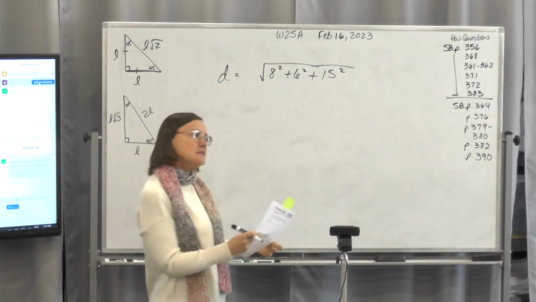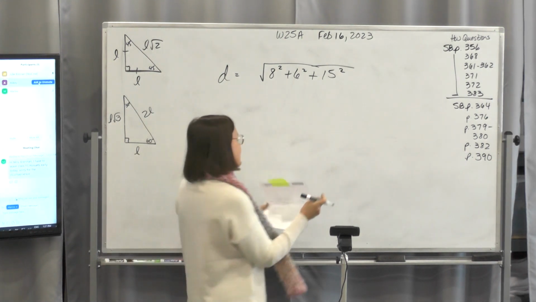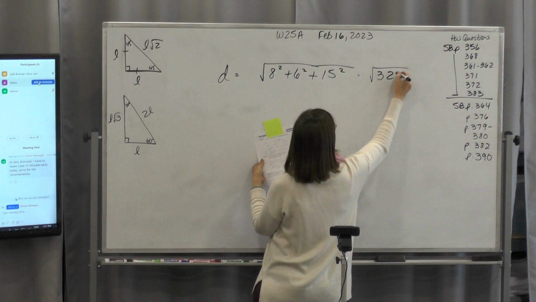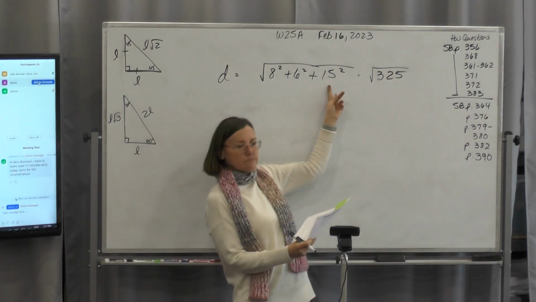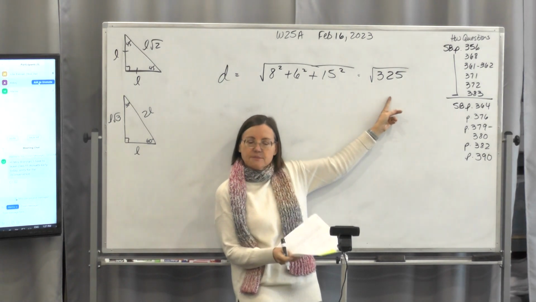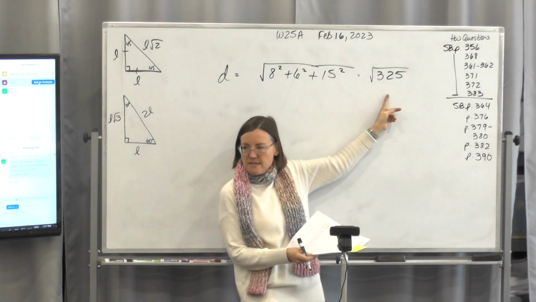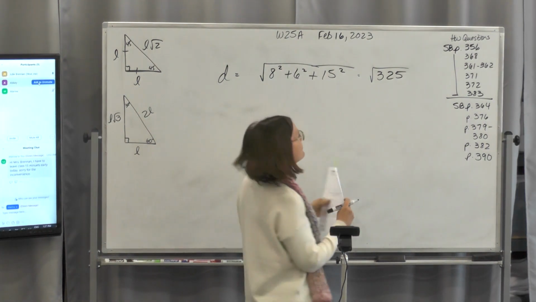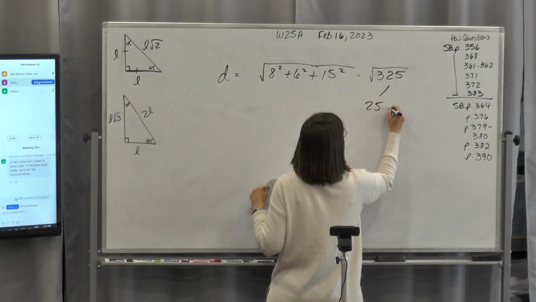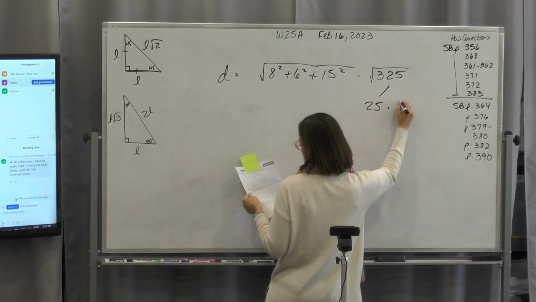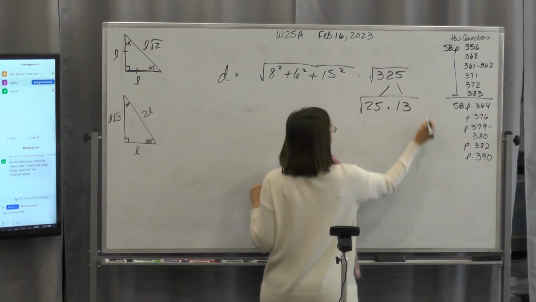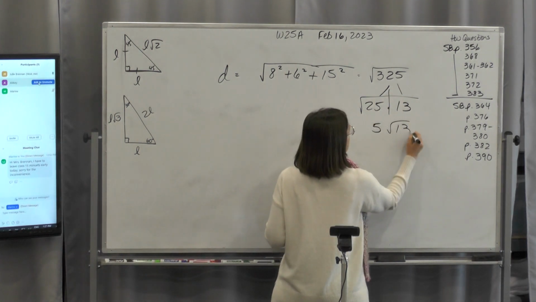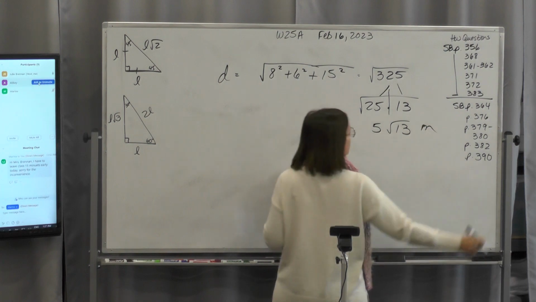If you're using a calculator, you can get a decimal estimate, but if you want the exact answer, you're going to have to go through this process. You're going to have to square and add. If you're asked for an exact simplified answer, you can't just plug this through and put a decimal. What's the next step? There's a 25 in 325, so try factoring out the 25. Times what? 13. 13's prime. Pull the 25 out and you get 5 root 13, whatever the units are, meters. There we go.